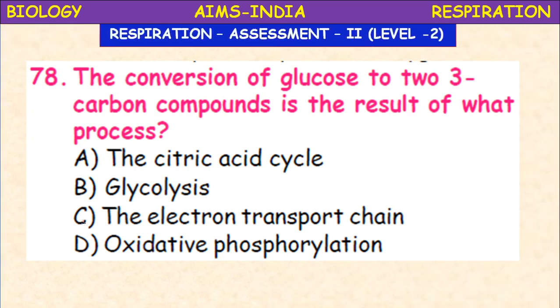The conversion of glucose to a 3 carbon compound, that is pyruvic acid, is the result of which process? The citric acid cycle, glycolysis, the electron transport chain, or oxidative phosphorylation. So it is nothing but glycolysis, breaking down of one molecule of glucose into 2 molecules of 3 carbon compound, that is pyruvic acid.